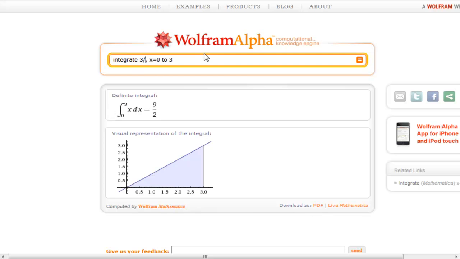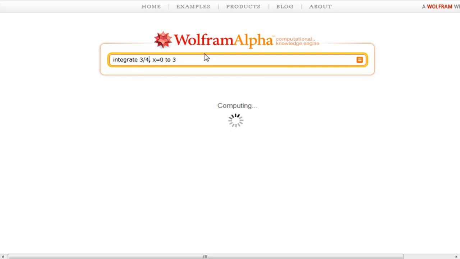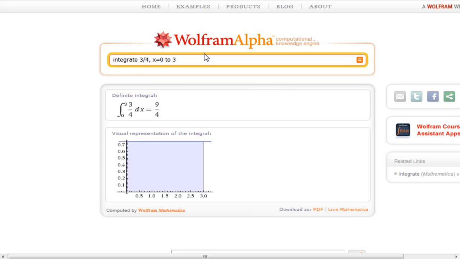Okay, what happens if I just integrate a constant? Well, it really isn't that much different. All we've done is changed our function. Since I have a constant function, the graph of that constant function is a horizontal line, and we have the integral from 0 to 3 of 3/4 dx. Well, that's just the area of this rectangle. So I have a rectangle of width 3 and of height 3/4, so I multiply 3 by 3/4, and sure enough I get 9/4.